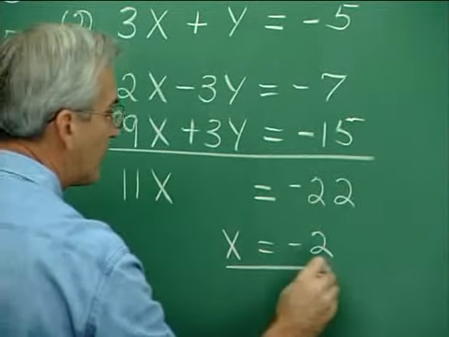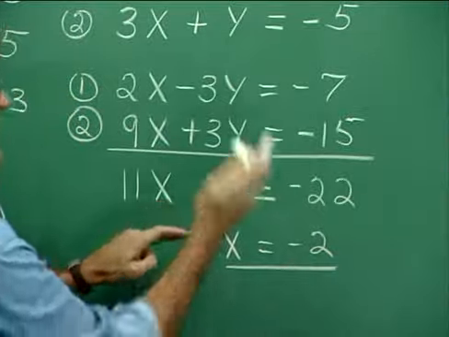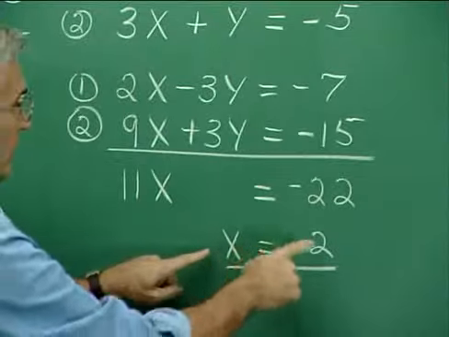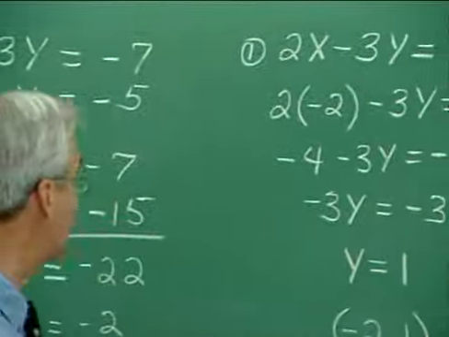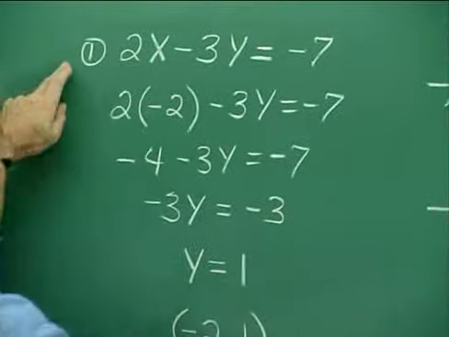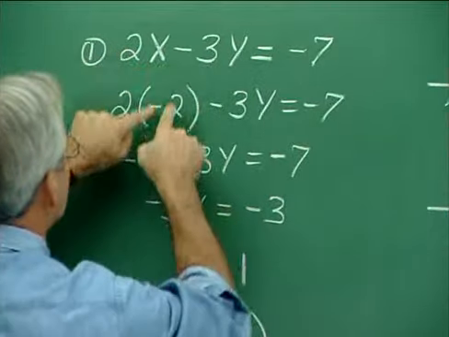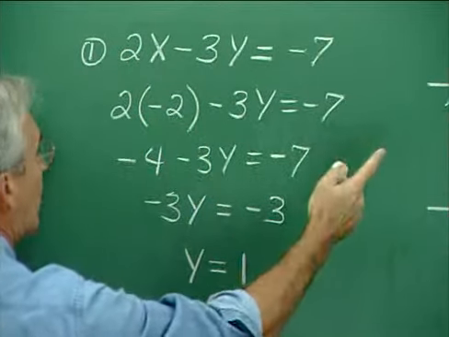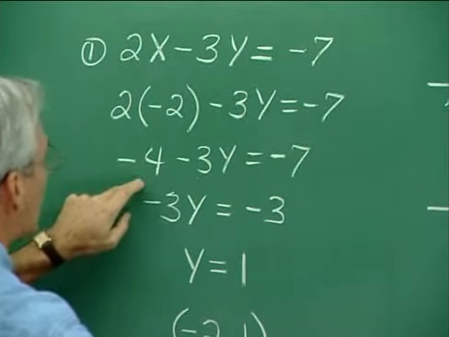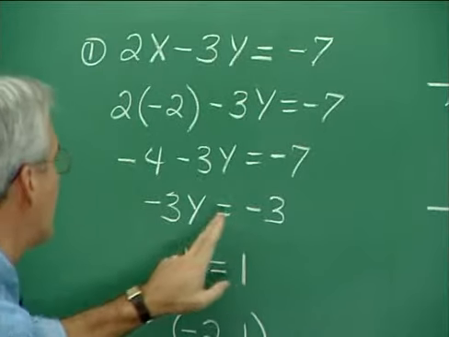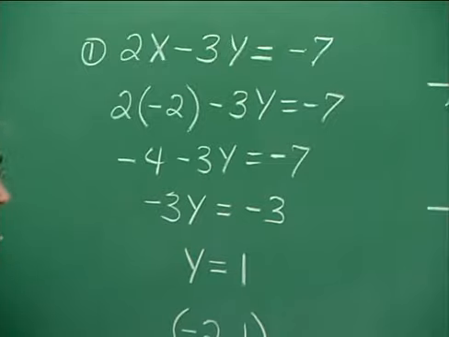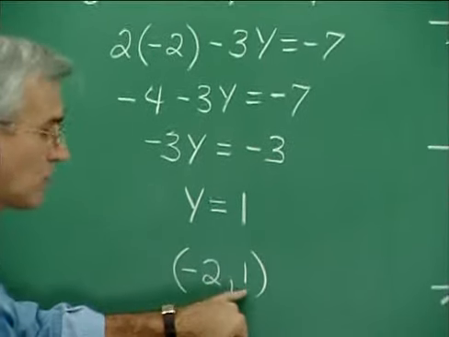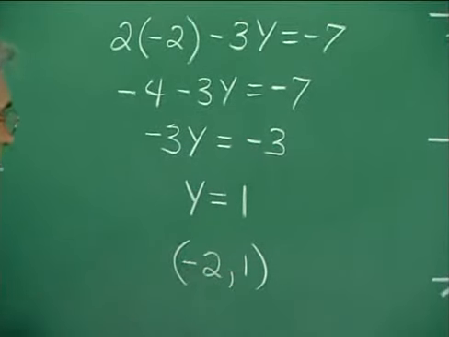But if x is -2, I find y by back substitution. I replace x with -2 in one of these two equations. I've chosen to replace x with -2 in equation 1. So here's equation 1, replace x with -2, and solve for y. This becomes -4. Adding 4 on both sides, I find -3y to be equal to -3, so y is 1. When x is -2, y is 1, and so this is the solution to the system.